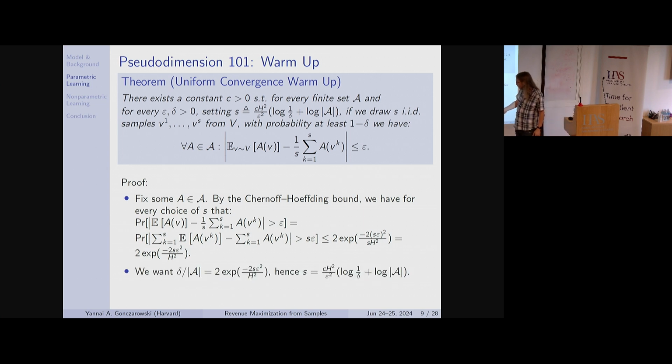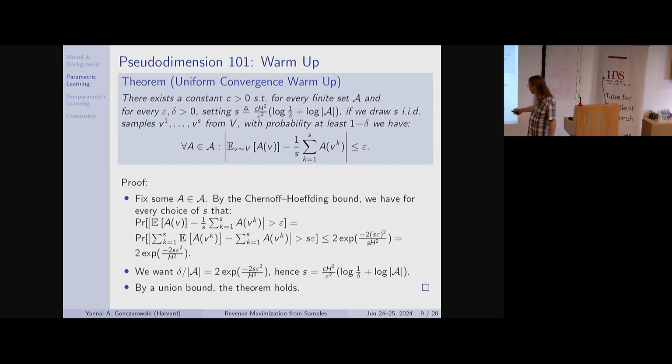We're going to want the probability of the bad event not to equal delta, but to equal delta divided by the size of the set calligraphic A. So this gives us the S that we want. And since for every auction separately, the bad event of this not holding has probability delta over size of A, we take a union bound and the theorem holds. It means that with probability 1 minus delta, none of the bad events happen.